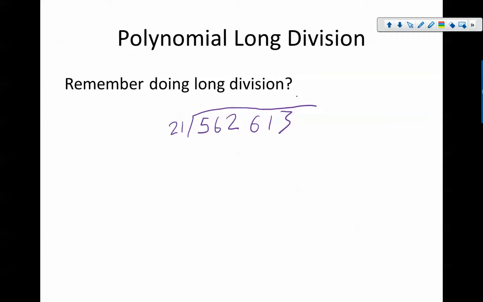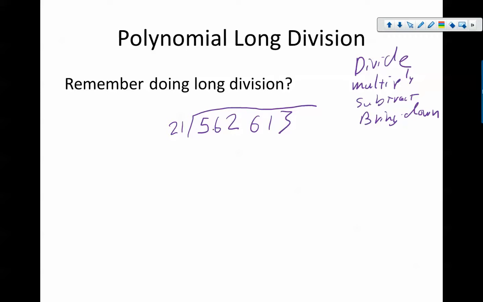And the process was 4 steps. You divide, then you multiply, then you subtract, and then you bring down. Well, as it turns out, this process is going to be the same for polynomials. So the first thing we do is divide.